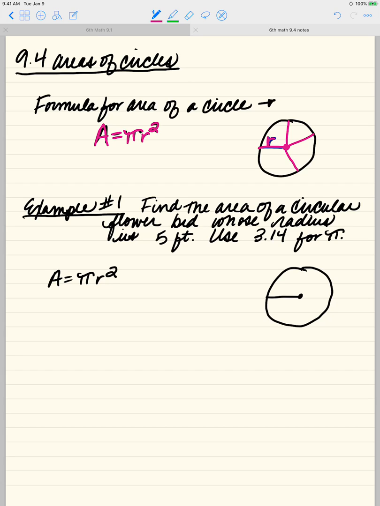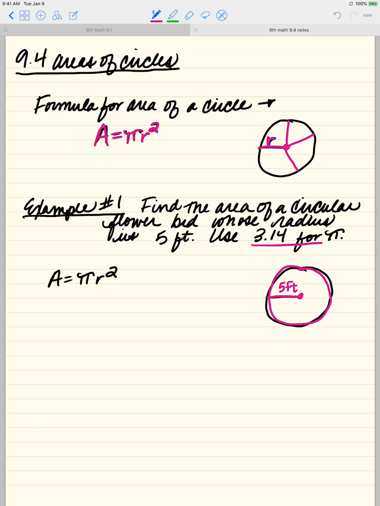Okay, example number 1. Find the area of a circular flower bed. It doesn't matter what it is; in this case, it's a flower bed. Find the area of a circle whose radius is 5 feet. So here we have our little pretend flower bed. Our radius, from the center to the outside of the circle, is 5 feet.